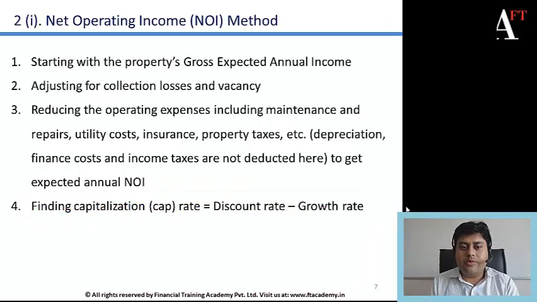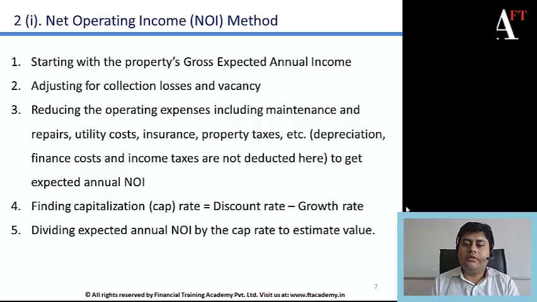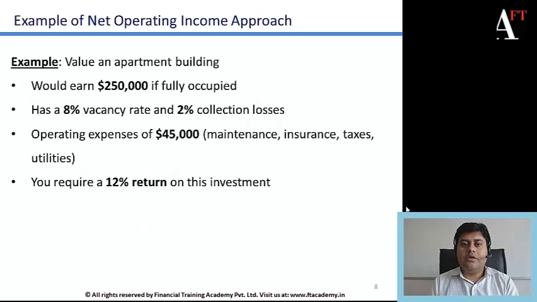The last step here would be to divide the annual net operating income by the cap rate to get the estimated value of the property. So let's take an example. The value of an apartment building is what we are trying to do here.